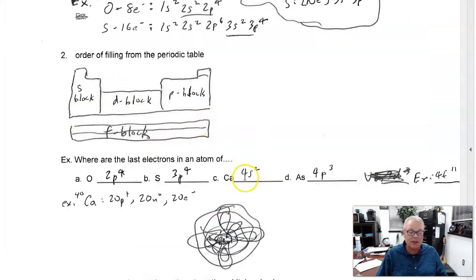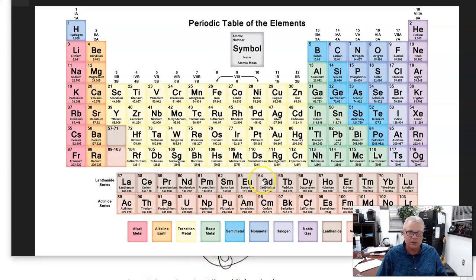Okay? Calcium, do you see why it's 4s2? You're in the S block. 4 down, 2 across, 4s2. Do you see why arsenic here is 4p3? Right here. Fourth row down in the p block, 1, 2, 3 across. Do the electron configuration, I guarantee you're in 4p3. Okay?